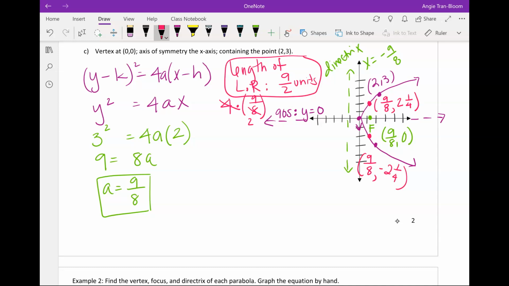Did we answer all the parts that they wanted us to answer? We graphed it by hand. Did we write the equation? No, I don't think we wrote the equation, huh? We got so excited. So let's write the equation. Y squared equals 4a, which was 9/2, and then x. That's our equation.